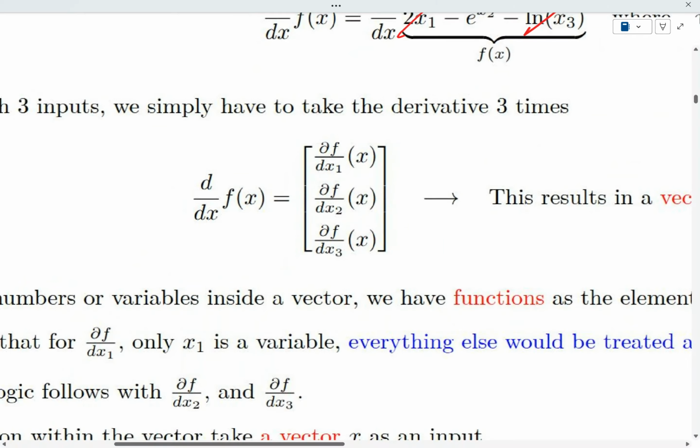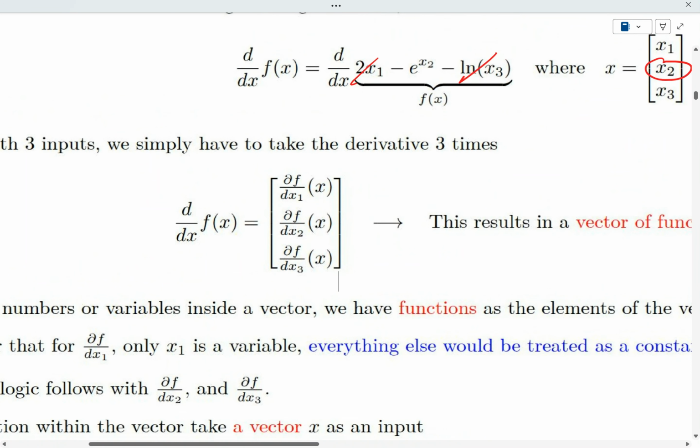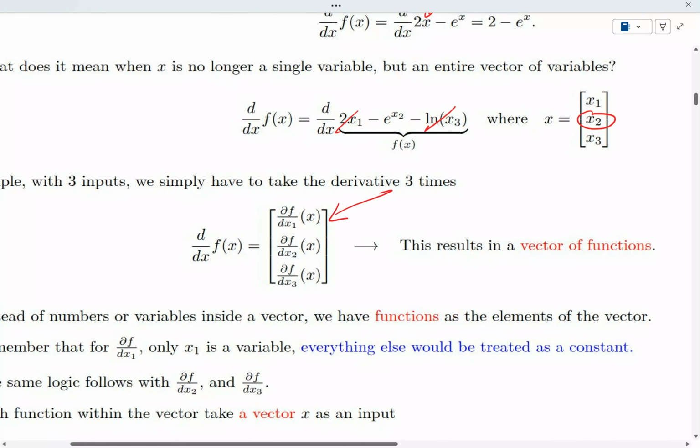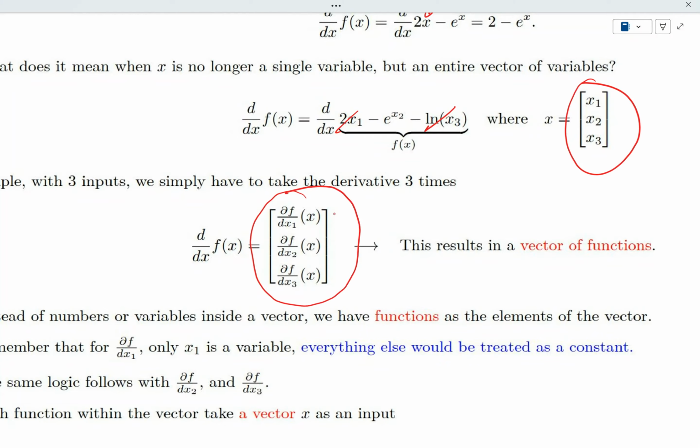So if you do it three times, you can imagine the first time you only treat x1, and then you get a function, right? So this is your derivative function with respect only to x1. And you simply do it three times. One, two, three. That's it. So the result is actually a vector of functions. If you have three inputs, then you have a vector of three functions, one, two, three.